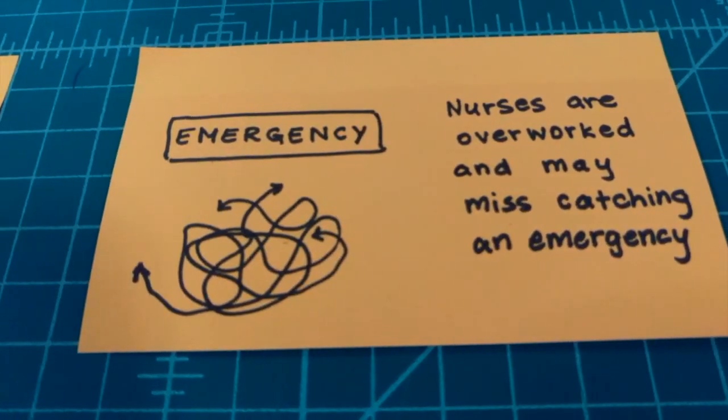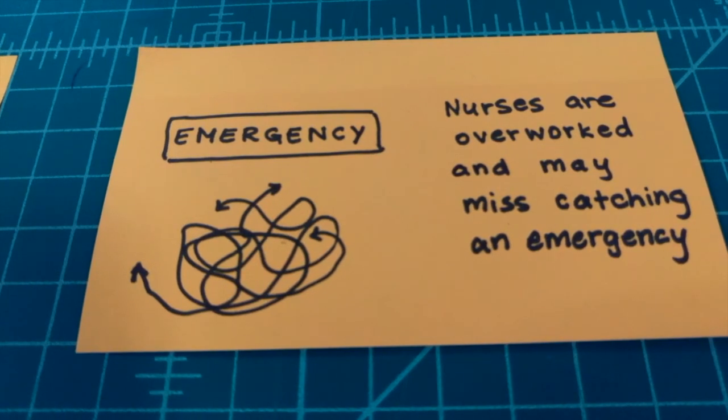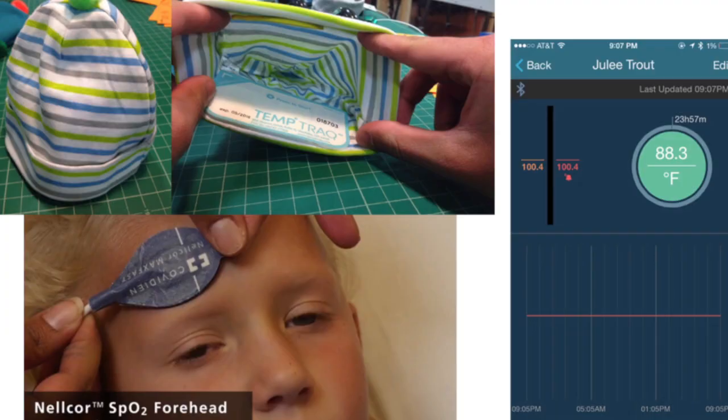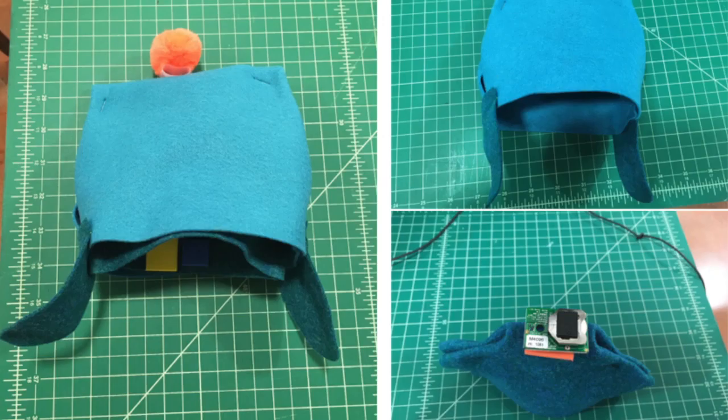Nurses are overworked and likely to miss terrible health complications in newborns. Introducing Zira. Zira is a groundbreaking wireless technology which places precise and real-time sensors into the warming baby's hat.